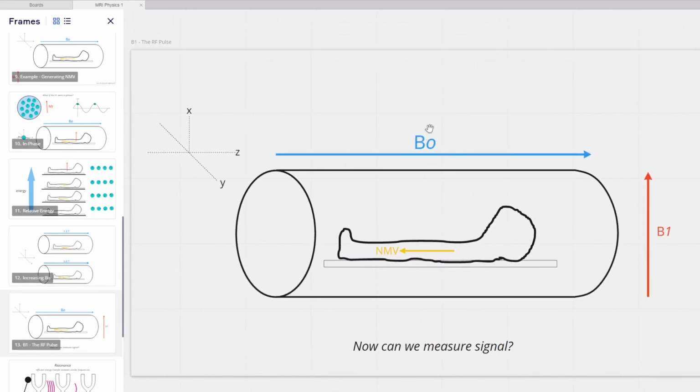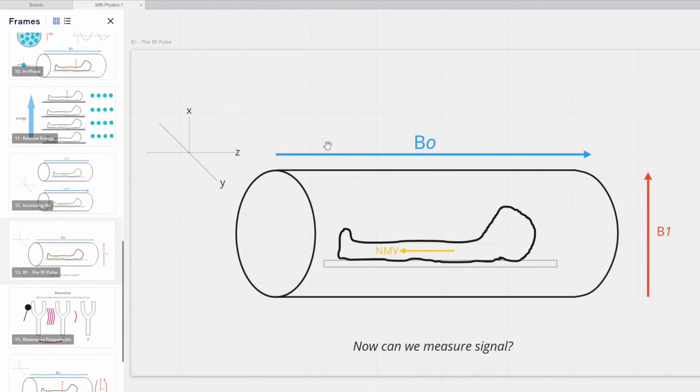Okay, so instead of making this field, our B naught, stronger, what if we applied another magnetic field in a perpendicular direction, like this, B1? Would that be enough to get this guy into the transverse plane? Kind of. Almost. What's going to happen if you do this is nothing. You're going to be stuck at this step.